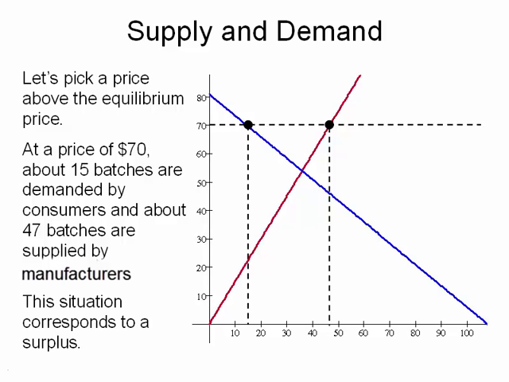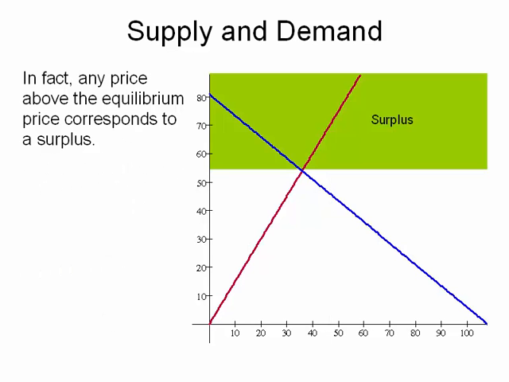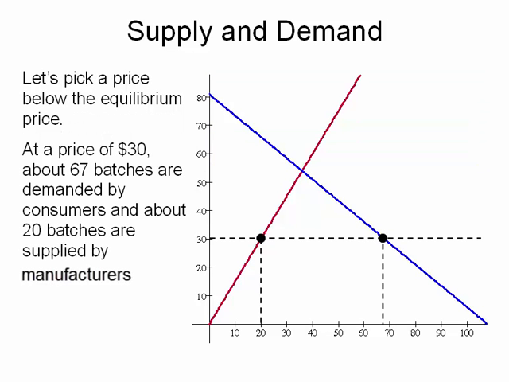Well, this corresponds to a surplus because the manufacturers are supplying more than the consumers are actually demanding. In fact, if we are anywhere above the equilibrium price, that same situation is going to hold. It's just a matter of degree of how much more the suppliers are supplying than the consumers actually demand. Now, let's look at a price below the equilibrium price.